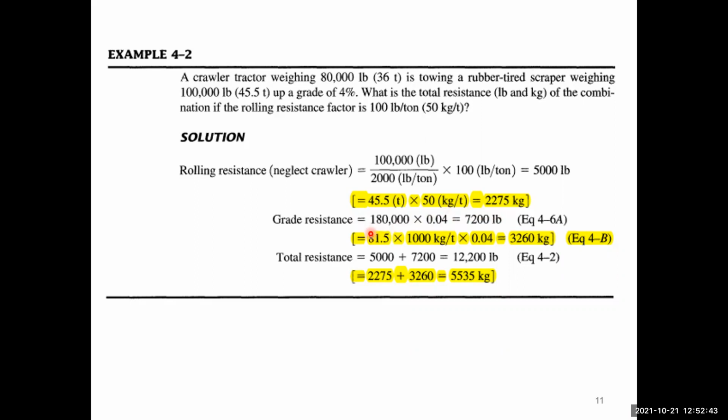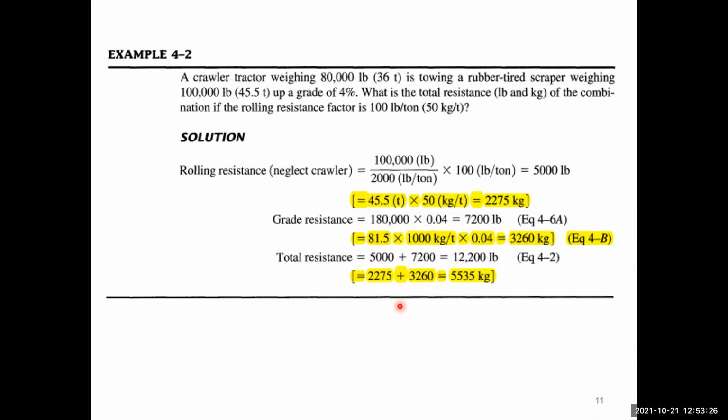The grade resistance will be equal to 81.5 times 1,000 kilogram. Where is 81.5 from? In the grade resistance, you will take the total weight of this roller tractor and the scraper. So that's why we have taken 81.5, because in the grade, both the tractor and the scraper will have to move.